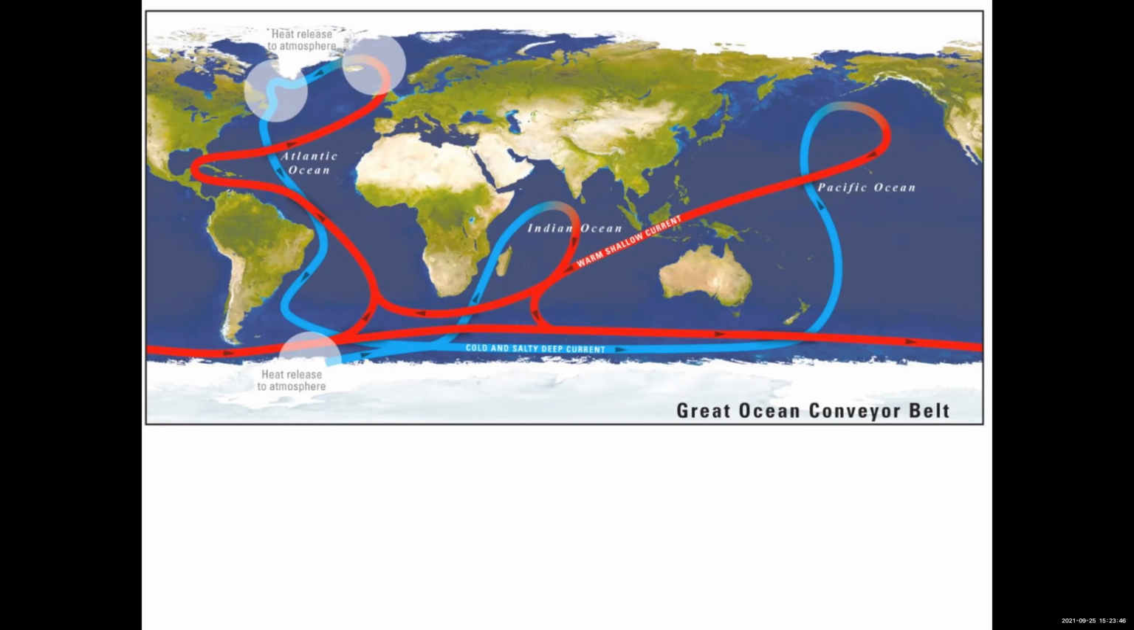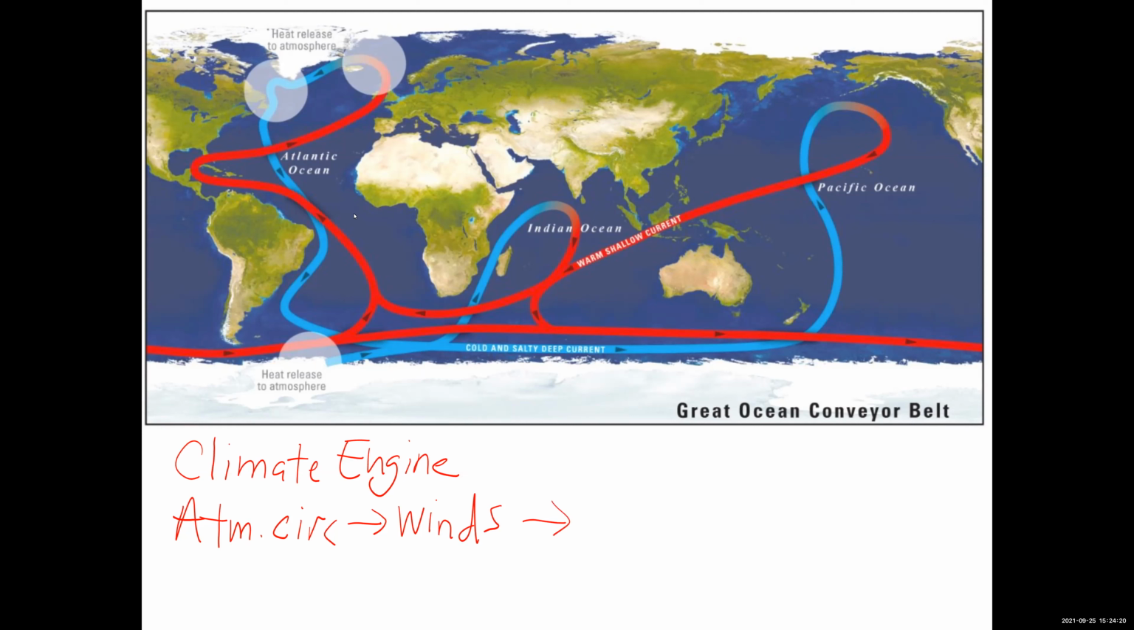All right. So what we're going to describe as the Earth's climate engine is going to be atmospheric circulation. It's going to drive winds. And the winds are going to drive ocean currents.